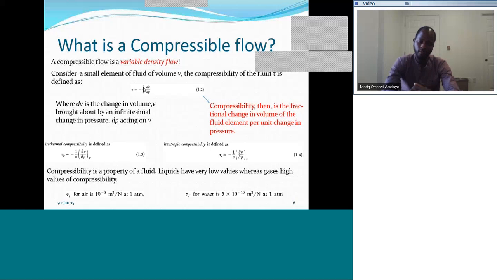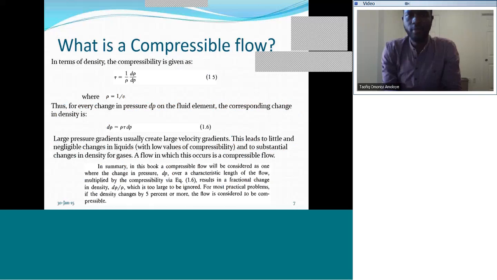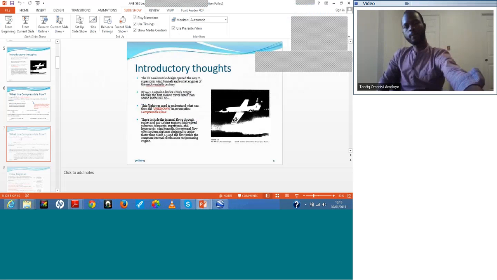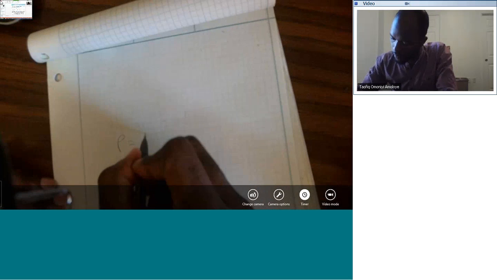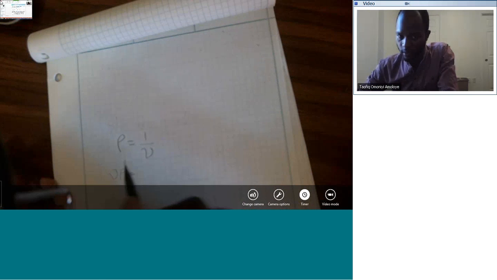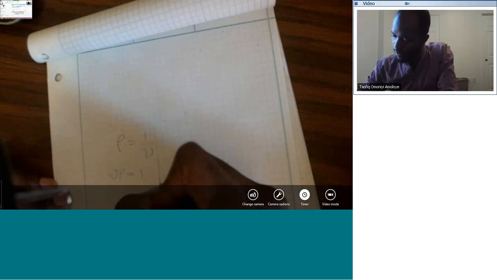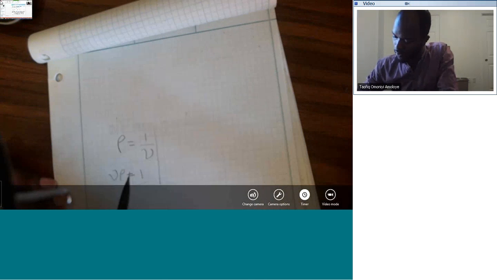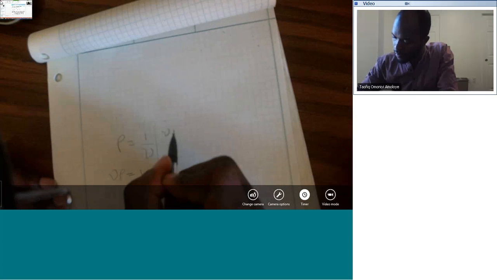So in terms of density, the compressibility is given as tau equals 1 over rho dρ/dP, and this is because we know that rho equals the inverse of volume. So we know that rho V equals 1. If we take the derivative of this equation using the product rule, we get V dρ plus rho dV equals 0, because the derivative of 1, which is a constant, is equal to 0. So immediately we see that V dρ will be equal to minus rho dV.